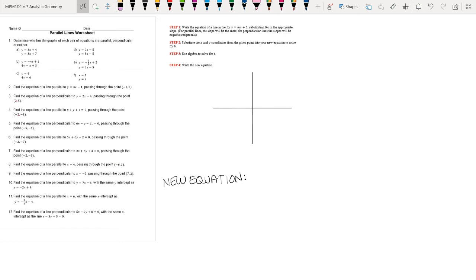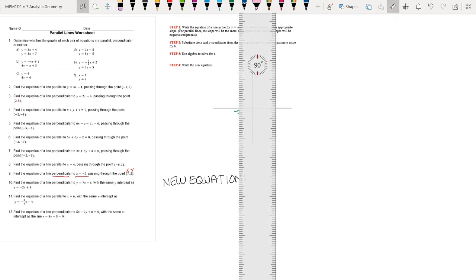Question number 9 reads, find the equation of a line perpendicular to x equals -2, passing through the point (7, 2). If I analyze the question, I can see they're asking for a line which is perpendicular to x equals -2, and the x and y coordinates are 7 and 2. Let's think about x equals -2. x equals -2 is going to be a vertical line passing through the x-axis at -2. And so if I were to graph it, it would look something like this. See, it's a vertical line.